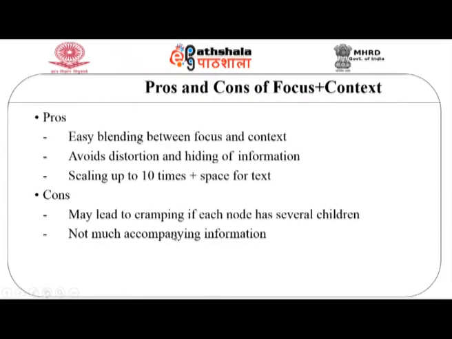Some of the pros and cons of the focus plus context approach are, if you look at the advantages, it is an easy blending between the focus as well as the context. It avoids distortion and hiding of a certain amount of information. Scaling up to 10 times plus the space for text is faster. Some of the cons may lead to cramping if each node has several children and not much accompanying information is available.